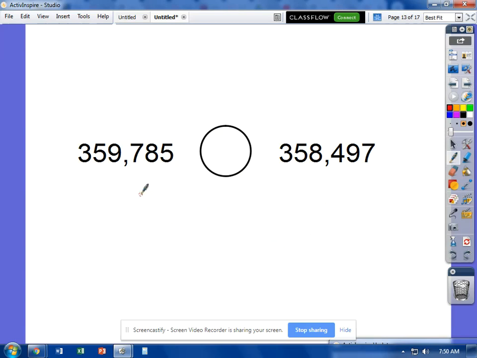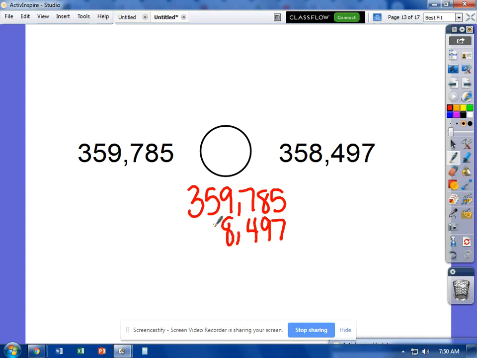So we have 359,785, and we're comparing it with 358,497. The first thing we have to do is line up our numbers, making sure all of our place values line up. The best way to do that is to write your first number and then write your second number starting from the ones place to make sure that all place values are filled up and you don't make any mistakes.